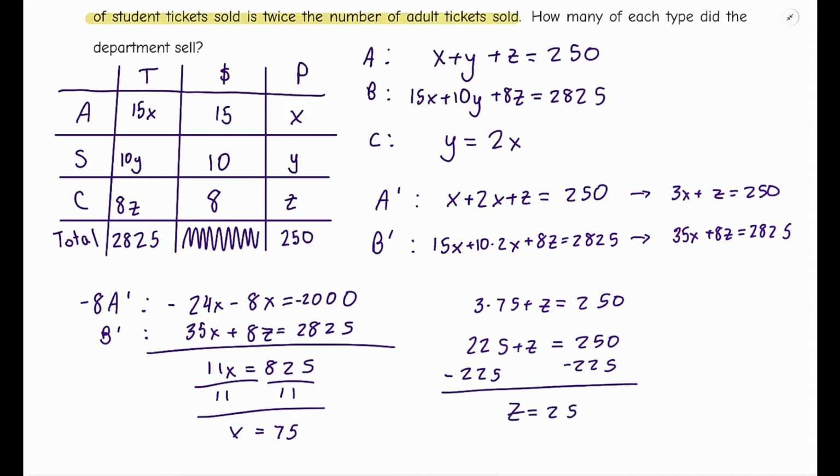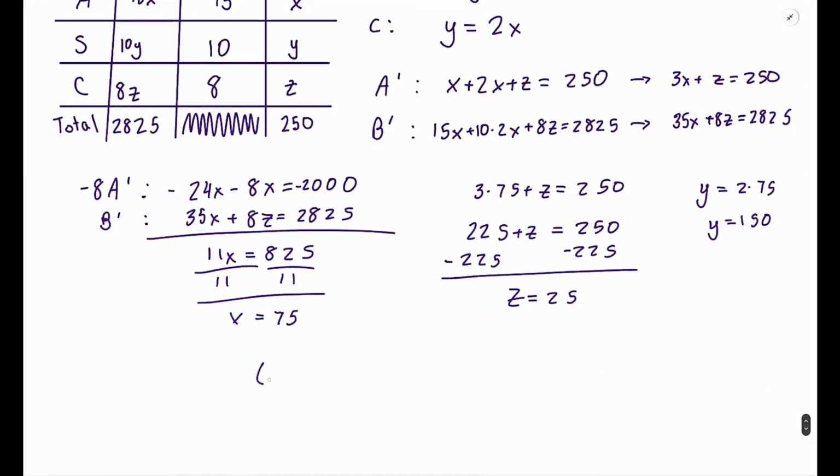And then also, I'm going to take my x value and plug it into C, and we get y equals 2 times 75, so y equals 150. So then our answer is there were 75 adult tickets, 150 student tickets, and 25 children tickets. And that's the end of section 4.4.